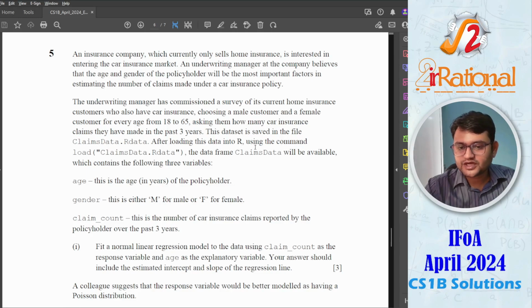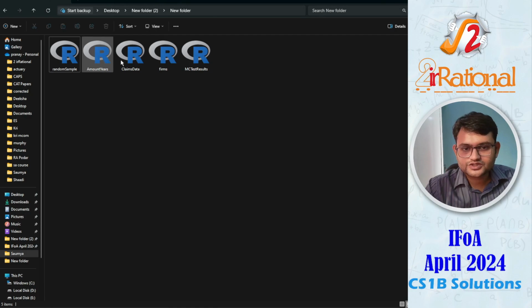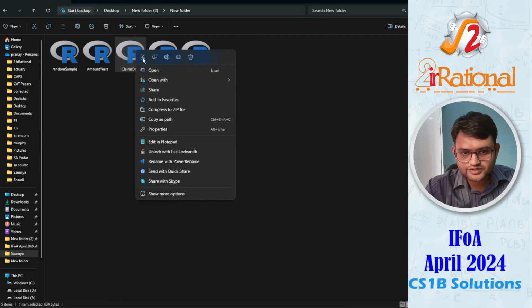After loading this data into R using the command load, the data frame claim data will be available, which contains the following 3 variables: age, gender, and claim count. Fit a normal linear regression model to the data using claim count as the response variable and age as the explanatory variable. Your answer should include the estimated intercept and slope of the regression line. So let's load the data first. Here it is, claim data.